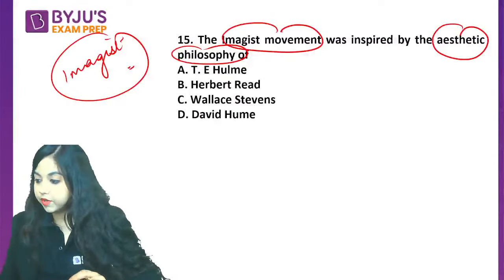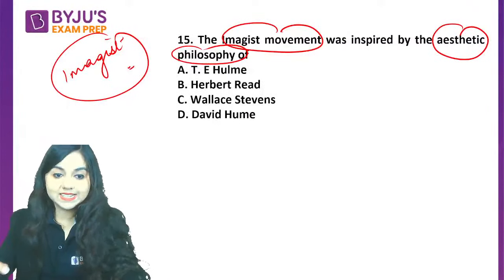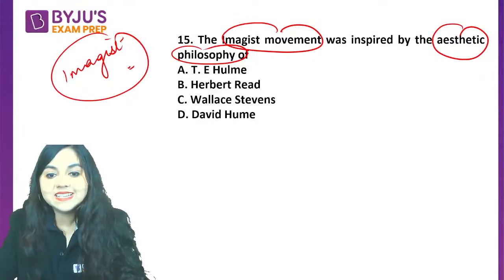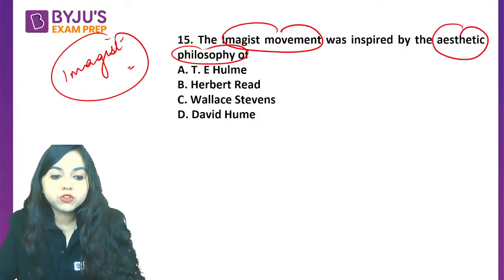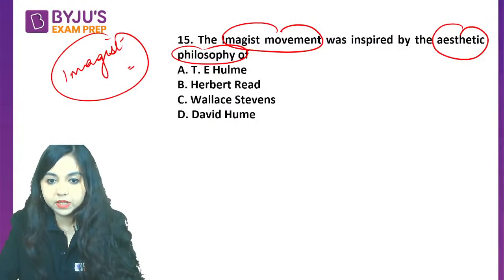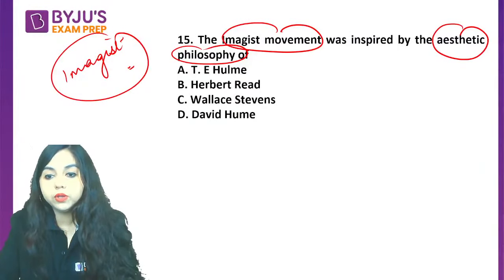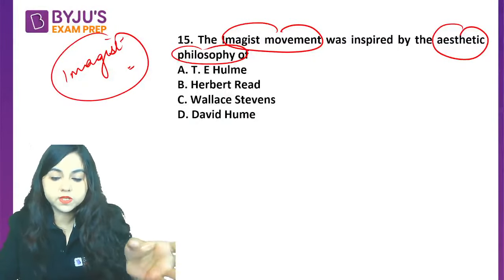What is the right answer, everyone? Yes, that is the right answer that most of you have given. So Imagist poetry is trying to condense the style of writing, to condense the works that are coming in. They were getting inspired by T.E. Hulme's philosophy.